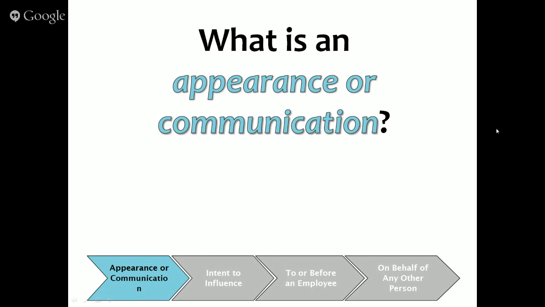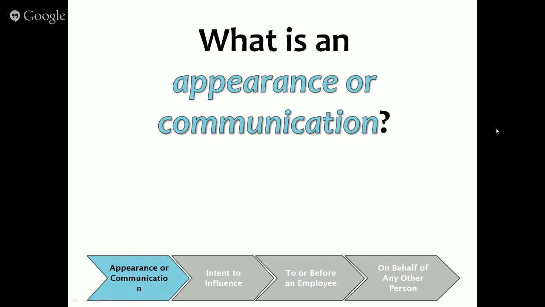Okay, so we know the employee can't make these communications either directly or through a third-party intermediary. But what about an appearance? What do we say an appearance is? When do you make an appearance? A former employee makes an appearance when he is physically present before an employee of the United States in either a formal or informal setting.